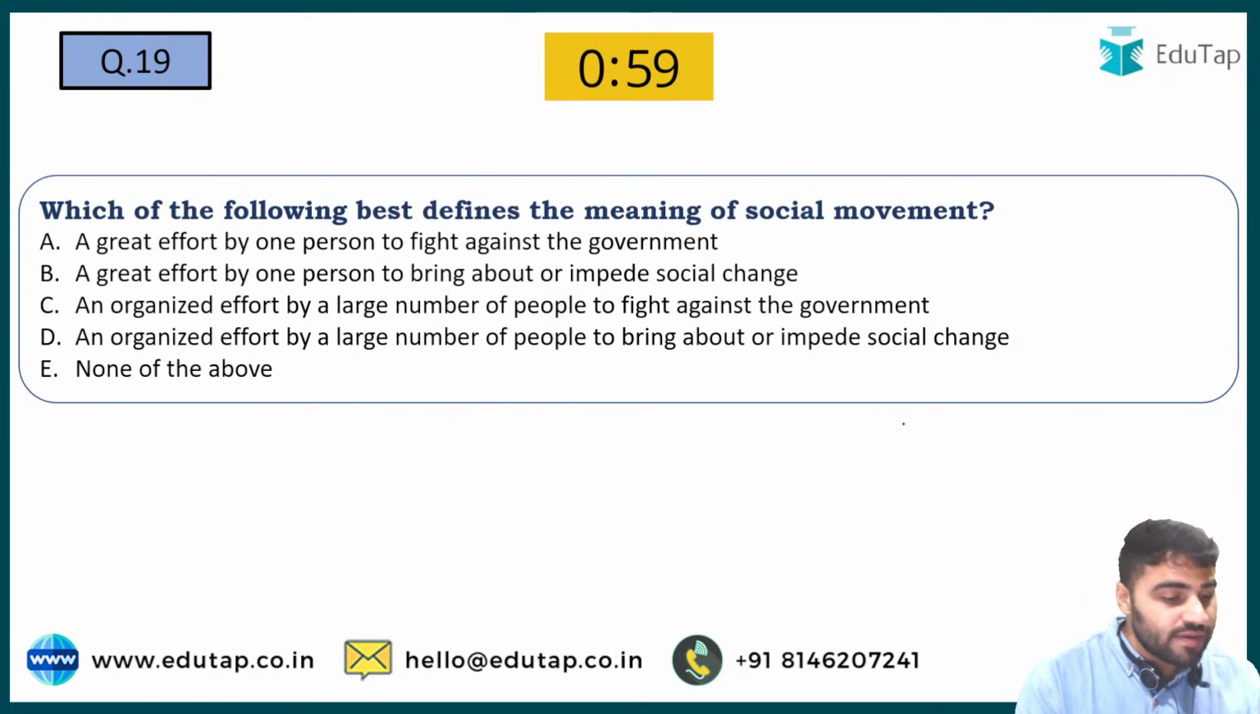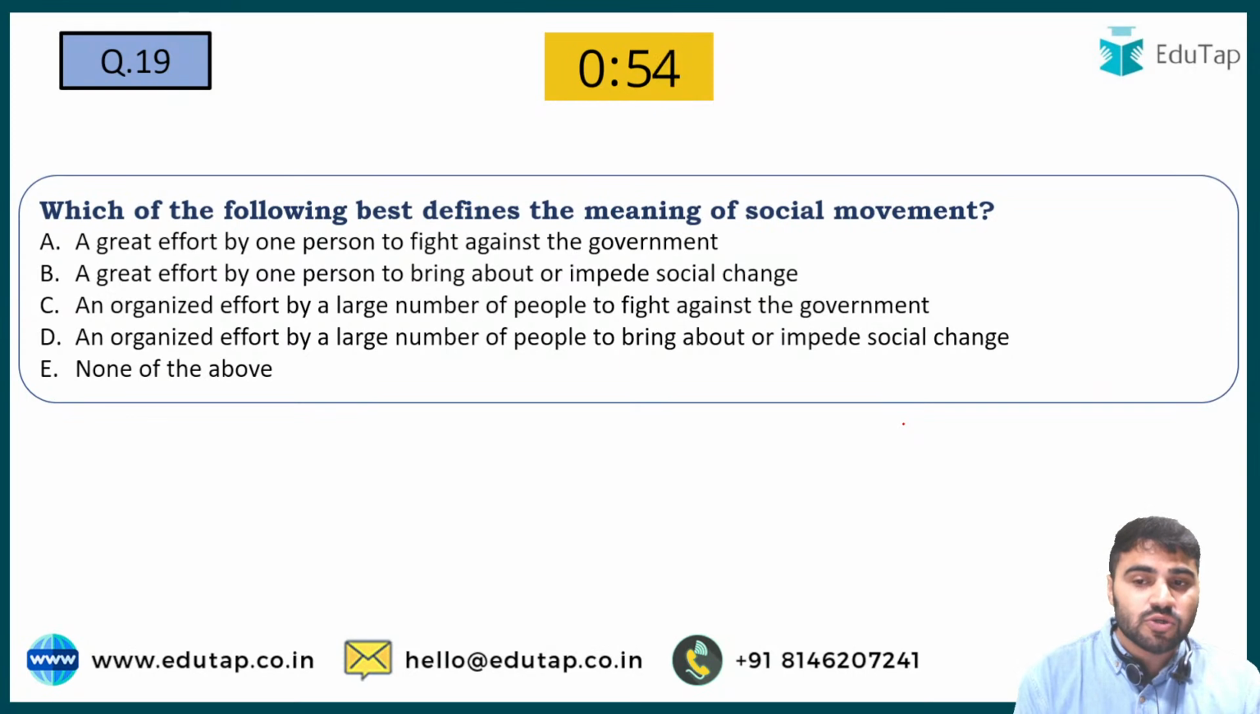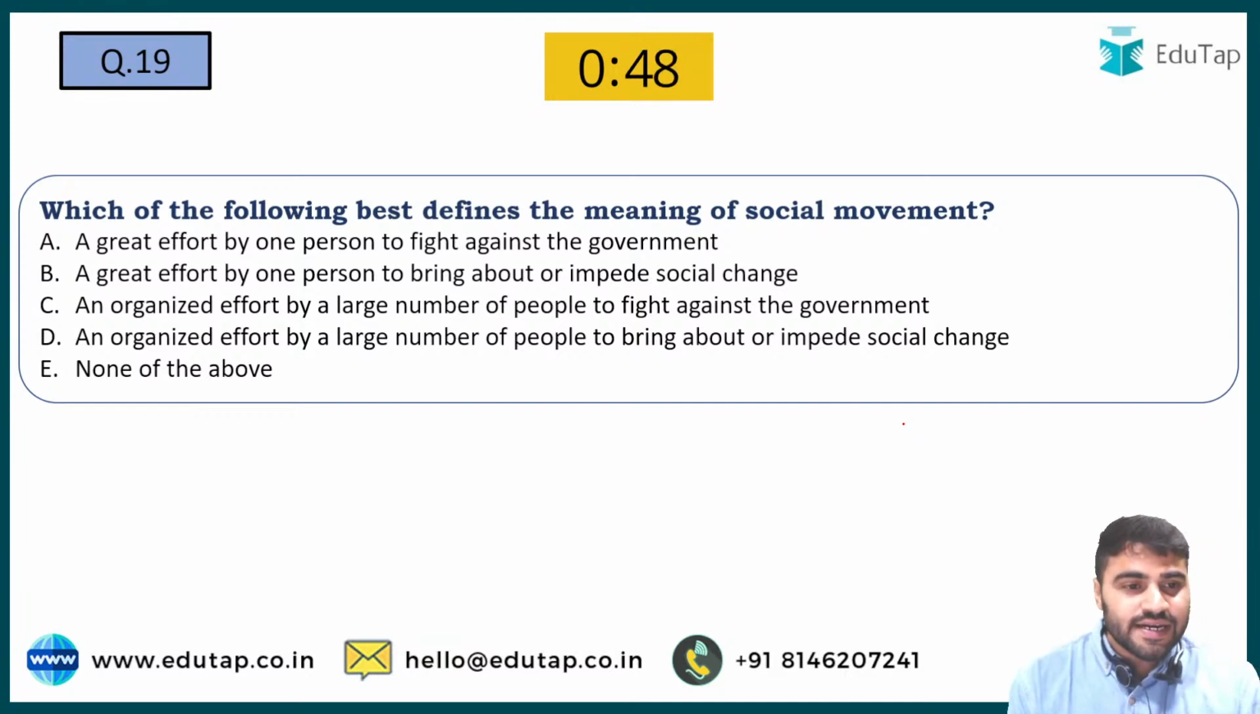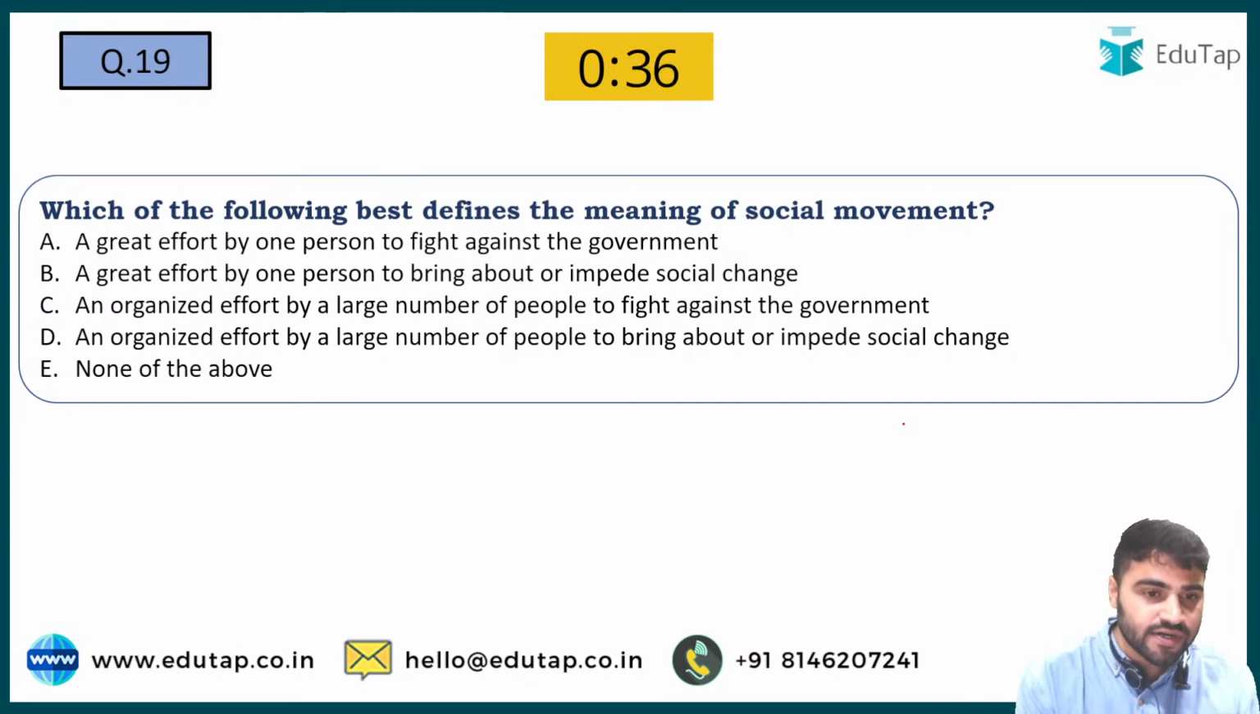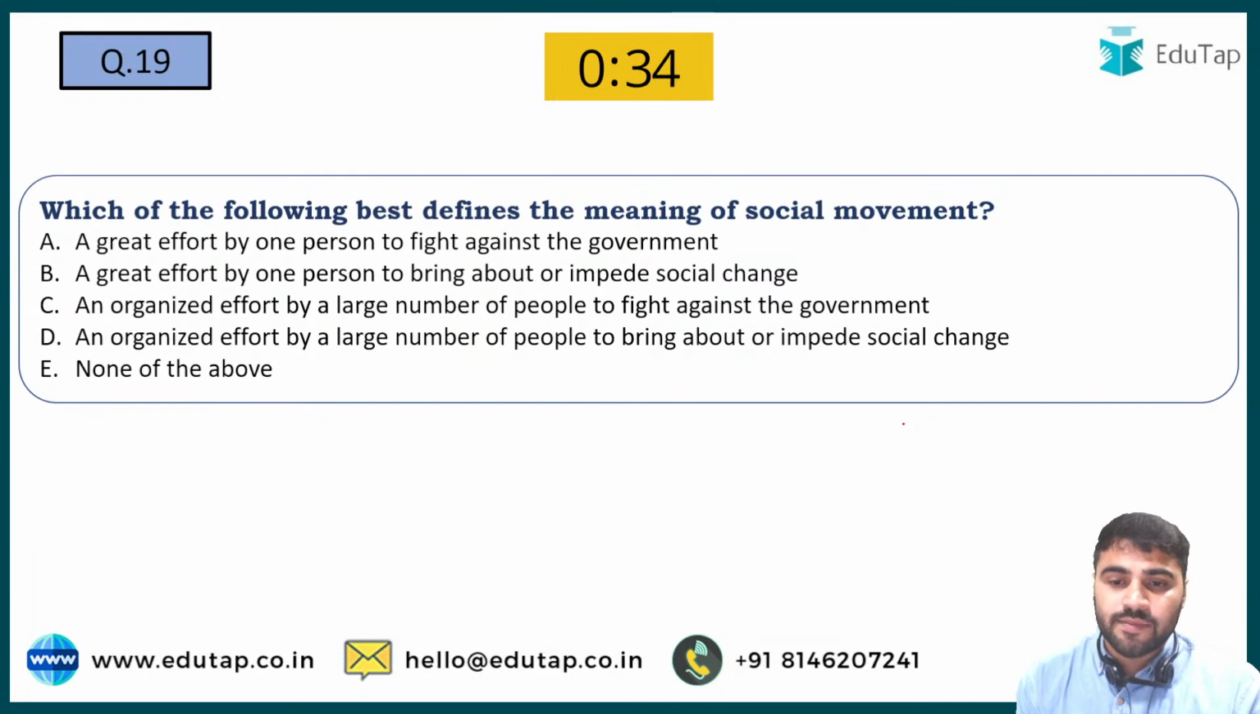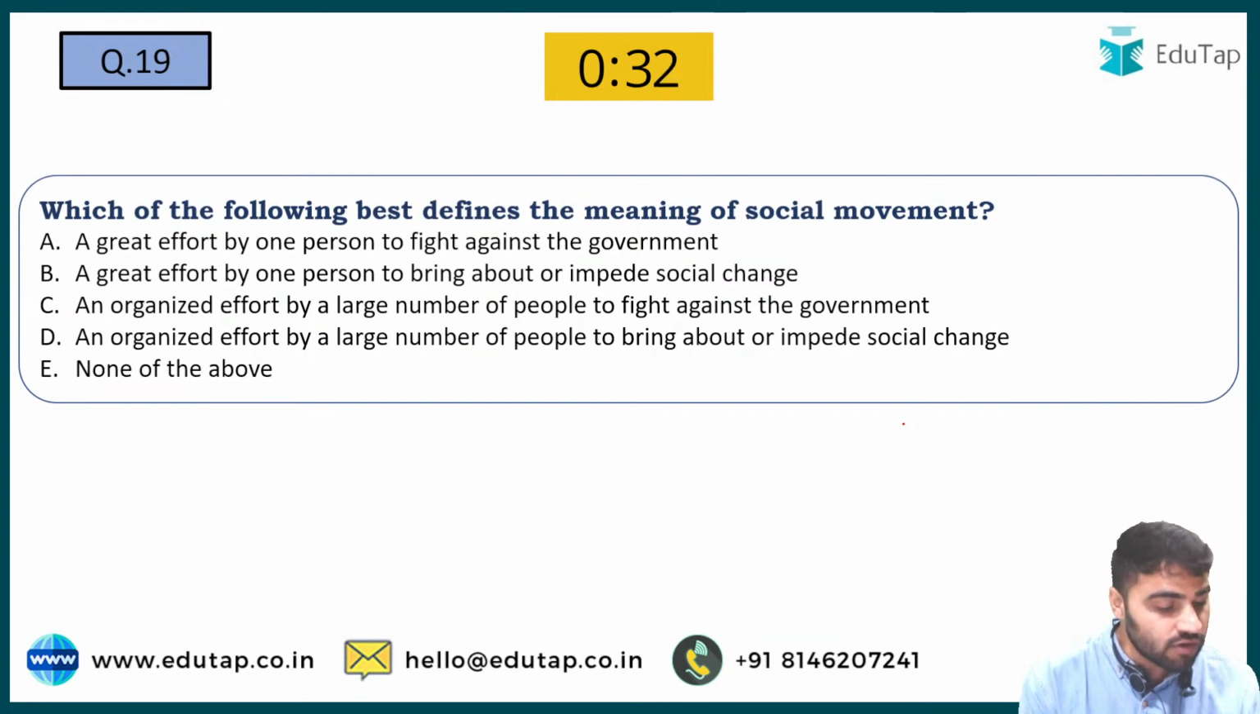Now guys, question number 19. Which of the following best defines the meaning of social movement? You know there is a topic called social movement in your ESI syllabus. So your options are: a great effort by one person to fight against the government; a great effort by one person to bring about or impede social change; an organized effort by a large number of people to fight against the government; an organized effort by a large number of people to bring about or impede social change; or none of the above. So this everyone must make right.